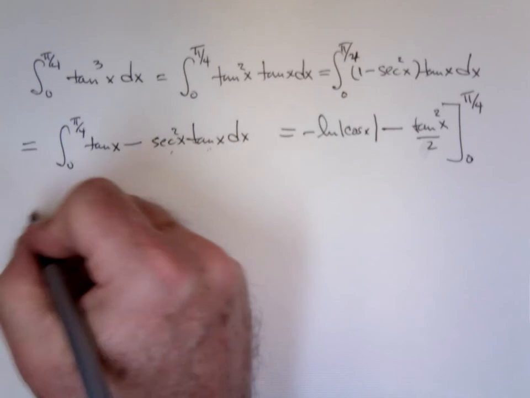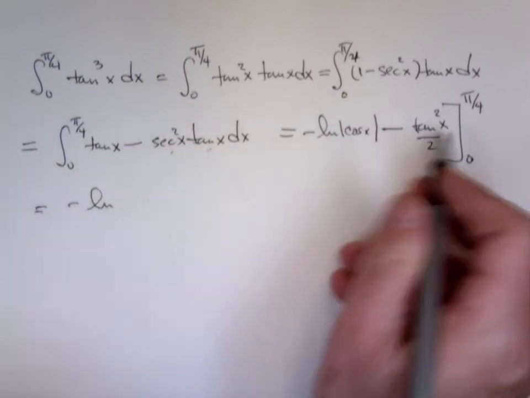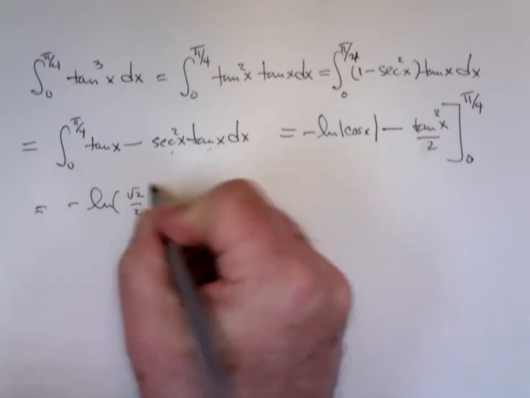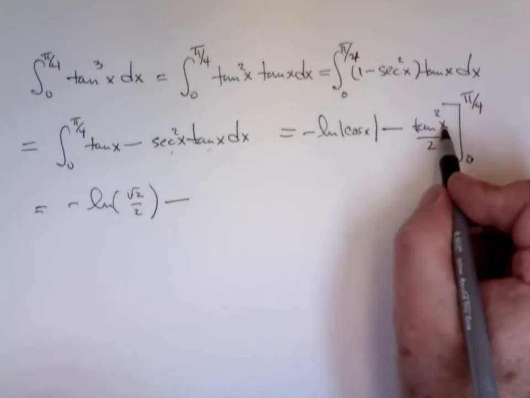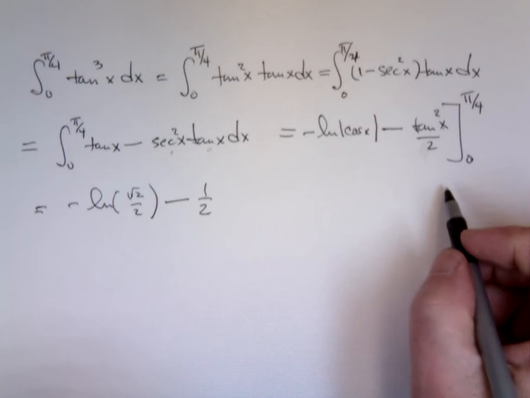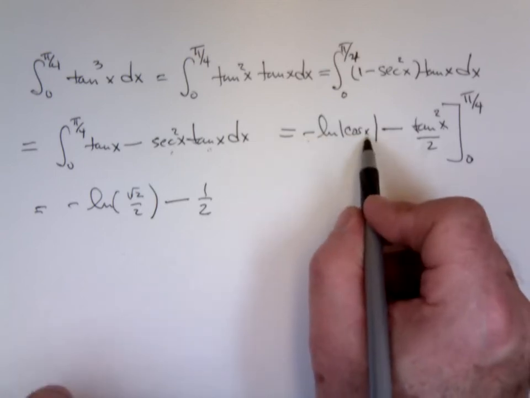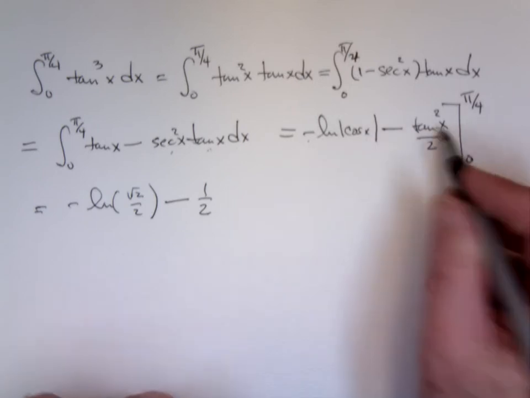That's equal to negative natural log cosine of pi over 4, square root of 2 over 2, minus tangent of pi over 4, which is 1, squared over 2. Minus, plus, cosine of 0 is 1, natural log of 1 is 0, forget about it. Tangent of 0 is 0. This is your answer.